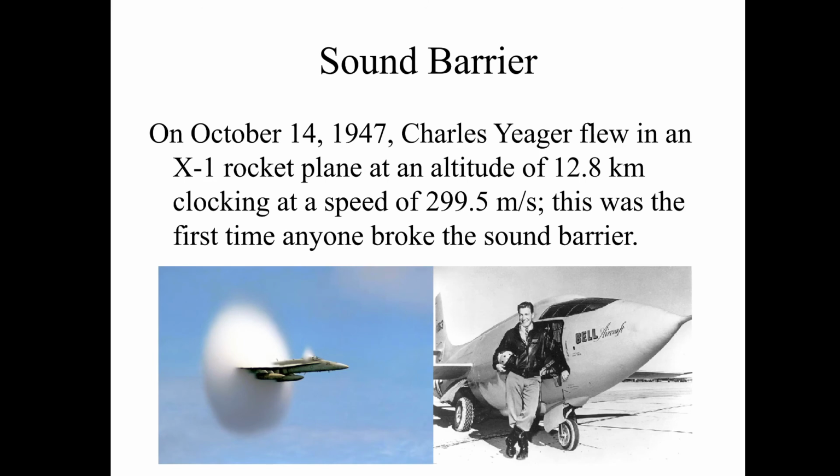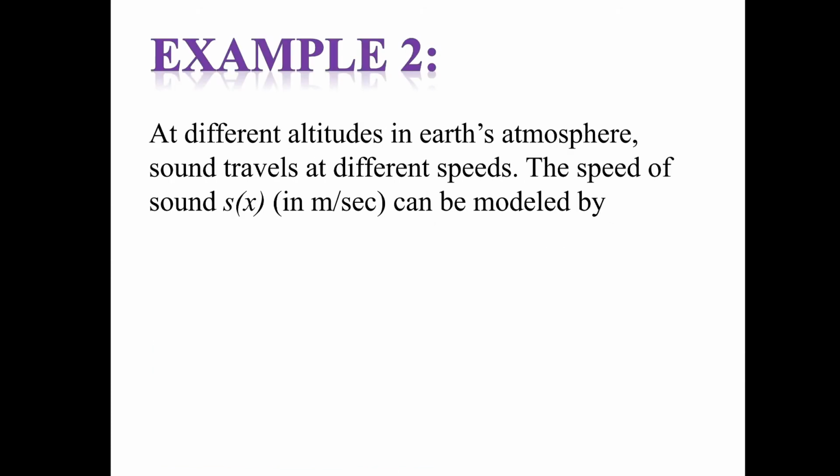Okay, so now, the sound barrier. So this one we can calculate the average speed of the plane. This was the first time that the fighter broke the sound barrier. So the average speed is 299.5 meters per second. That's pretty fast. At different altitudes in Earth's atmosphere, sound travels at different speeds. That's true. So this one has something to do with physics.